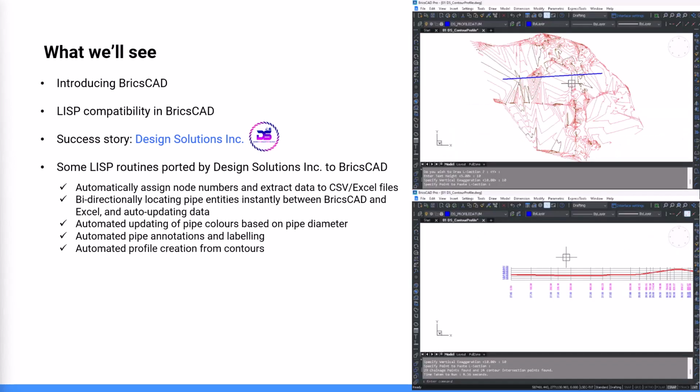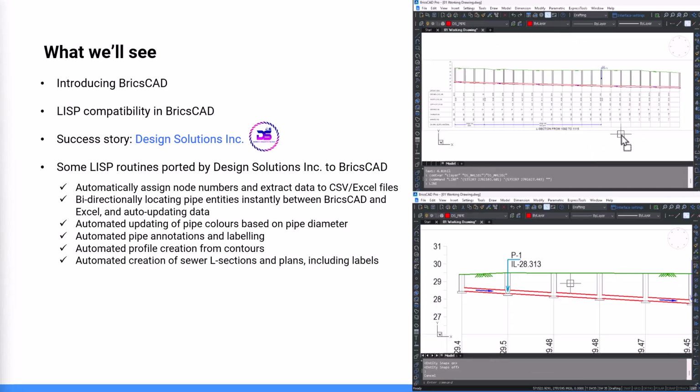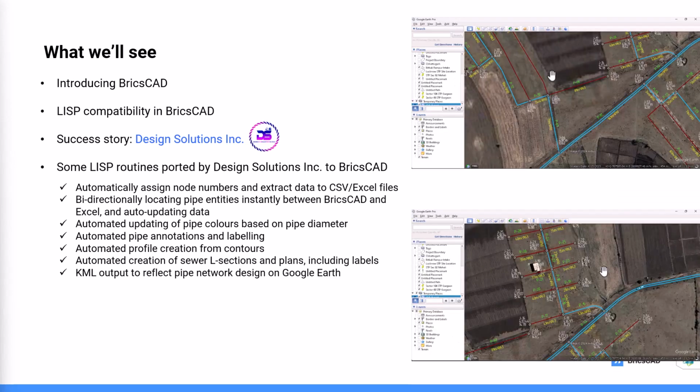They've also successfully ported LISP routines to automatically create section profiles and spot elevations from contours, and calculate interpolated levels, helping to supercharge their process when dealing with water supply, irrigation, and sewage network design. Design Solutions has gone even further by creating LISP scripts for automatically generating sewer L sections and plans, and even key plans, complete with diameter labels, material change, invert levels, truly amazing for productivity. They're also able to create required KML outputs to reflect their pipe network design on Google Earth.